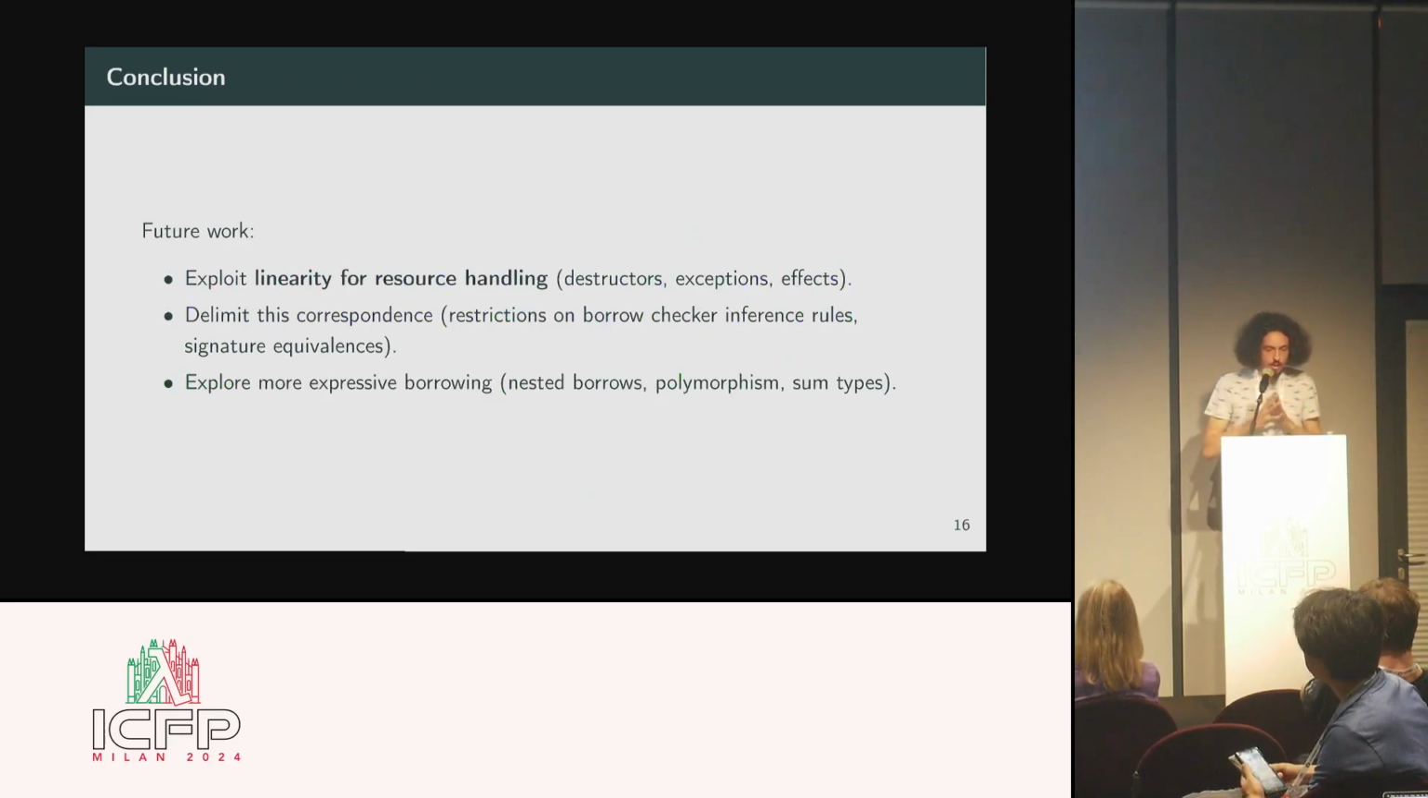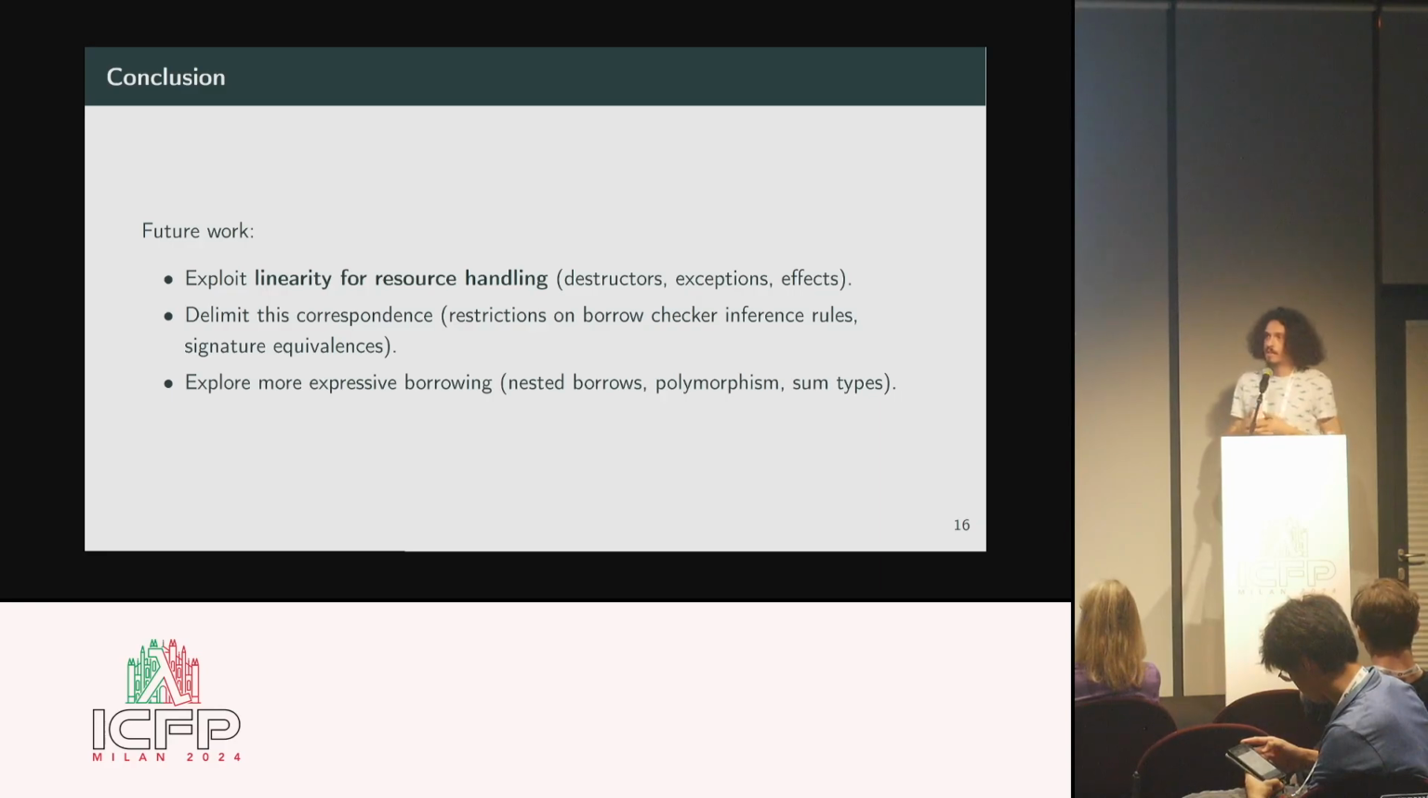So in conclusion, this was a quite high-level view of the translation. So I hope I have enough time for questions, if you have. And for future work, what I'm looking at currently is how to exploit the linearity for resource handlings. So this is in work with Guillaume Munch, which has nice models for that. And so the idea is that once we are into a linear functional language, we are able to exploit that to speak about typically values associated to destructors and how they interact with exceptions and other effects.